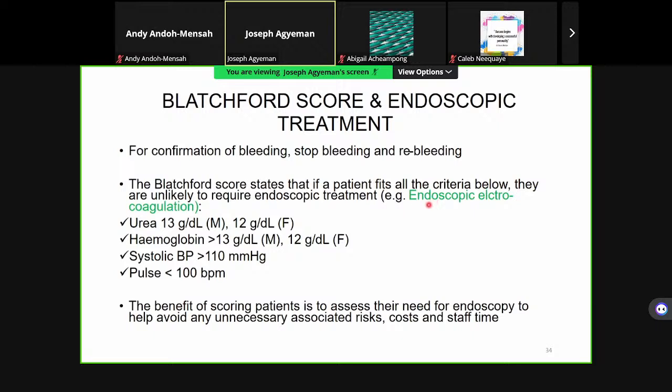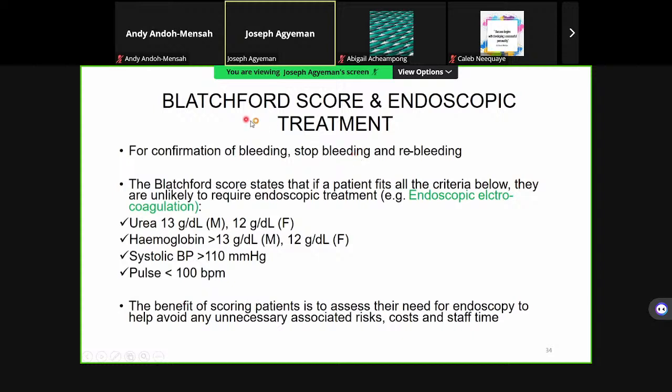For example, through the endoscopic electrocoagulation. And this is invasive. So you don't need to risk and then waste anybody's time and then put the patient under stress. You do this when it is required. How do you know that this patient qualified for this procedure or not?